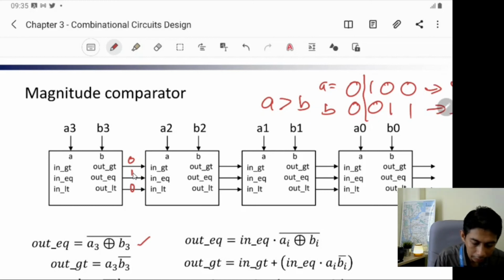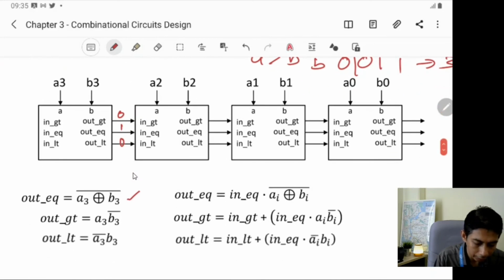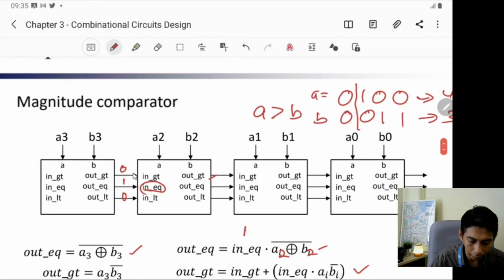Alright? And check the next bit. So now check the next bit. The next bit we need to use this equation, out greater here. Alright? And of course the out equal also the same. So let's check the out equal. So out equal for the next one, this one should be 1, right? In equal should be 1. Now A2 XNOR B2, and we have A2 equal to 1 and B2 equal to 0.